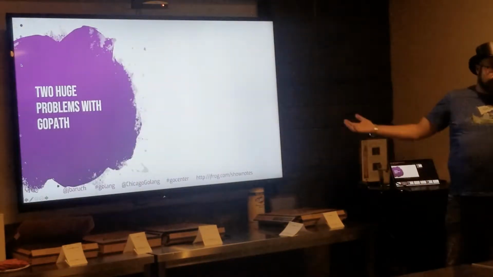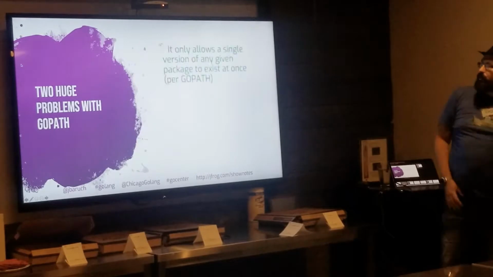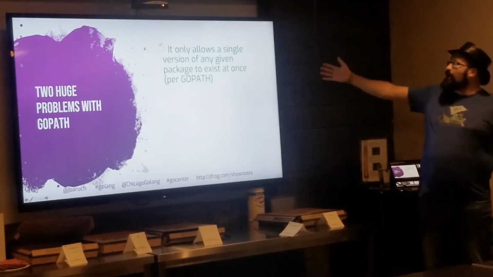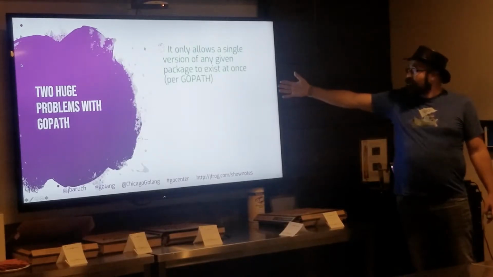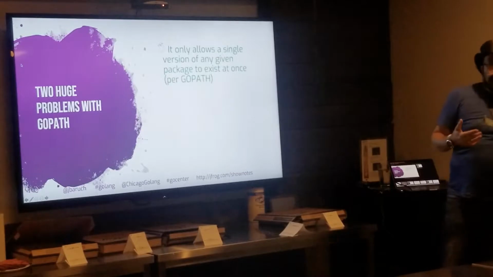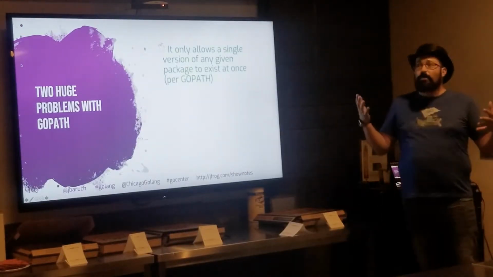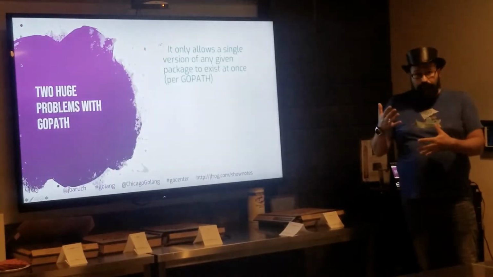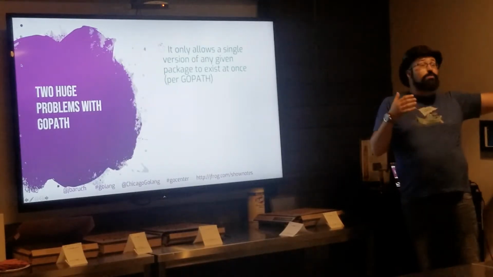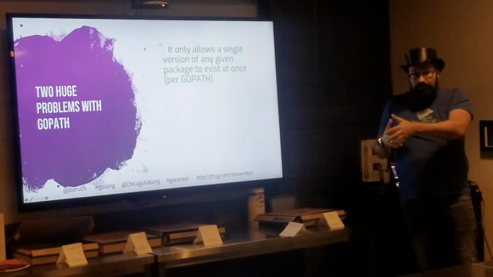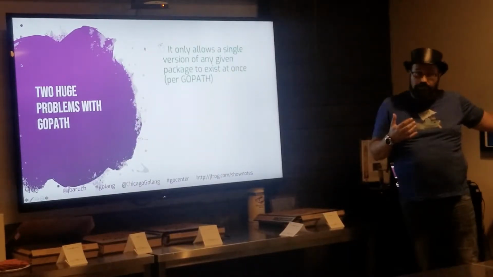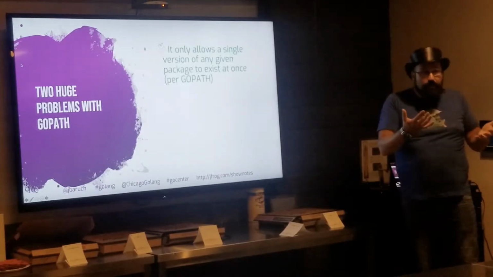Now, there are two problems with GoPath and with monorepo as well. The first one is it only allows a single version of any given package to exist at once. Right, so think about it. You have two different projects. Those projects are in one source directory. They use a third-party dependency, which is also copied to the same source directory. But they need different versions of this third-party project. How can they achieve it?